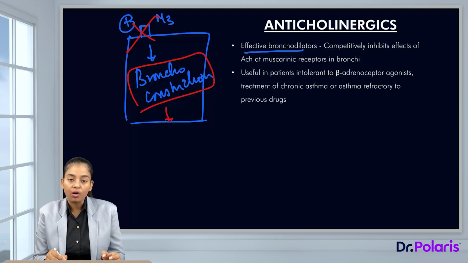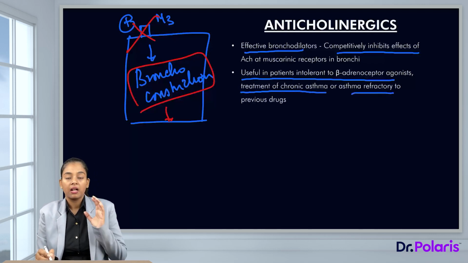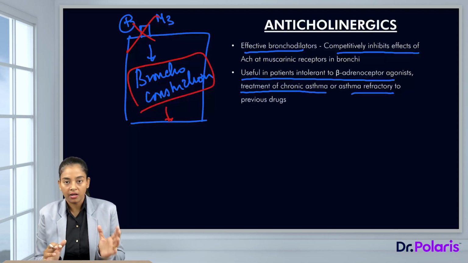They are effective bronchodilators. They act by competitive inhibition of the M3 receptor which is present in the bronchi. They are useful in patients who are intolerant to beta agonists, and they are also used in the treatment of chronic asthma or asthma that is refractory to other drugs. For those patients who did not have an adequate response with other drugs used in the treatment of asthma, this drug can be tried.